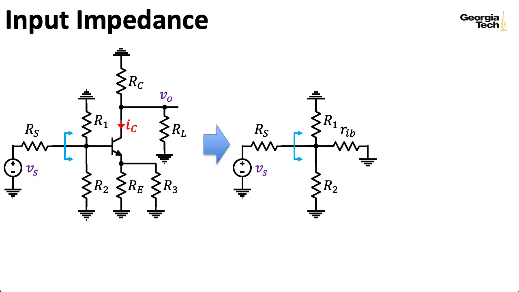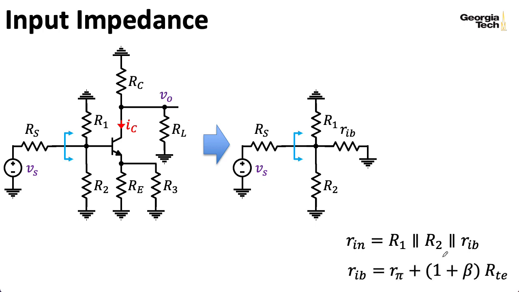So our input impedance, which I'll call Rin, is just three resistors in parallel. I have R1 and R2 in parallel with RIB, and if you recall from a couple of lectures ago, RIB is equal to R pi, which is that raw input impedance of the BJT, plus 1 plus beta times RTE, which is this parallel combination out here on the emitter. So remember, we want circuits that have voltage inputs to have high input impedances.